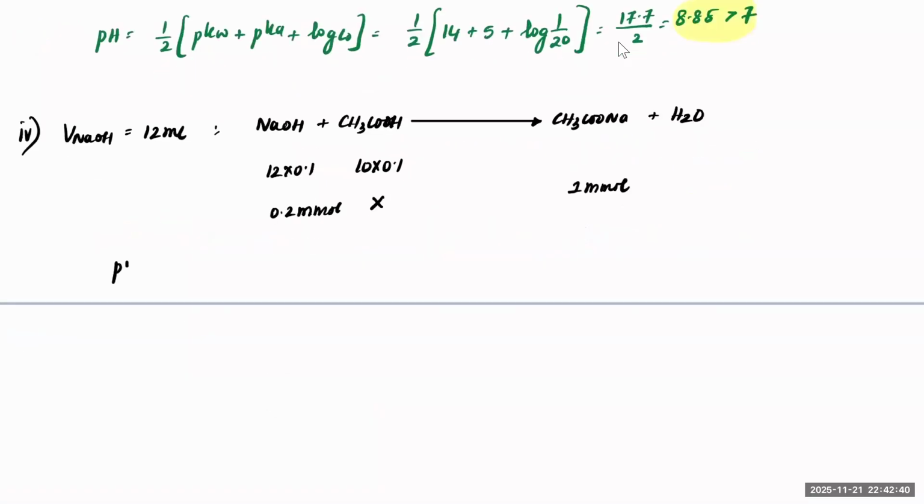And therefore, pOH will be equal to minus log of OH minus. OH minus is 0.2 divided by 22. So this is approximately minus log of 1 by 110, or it is plus log of 110, which is approximately equal to log 100, which is 2. So pH value will be equal to 12. Okay.